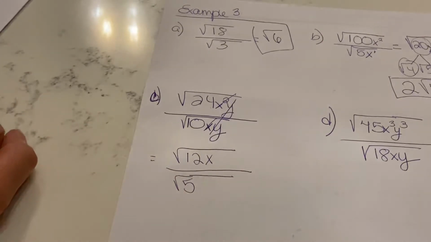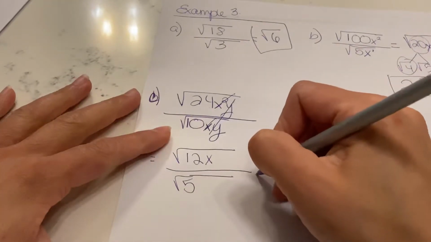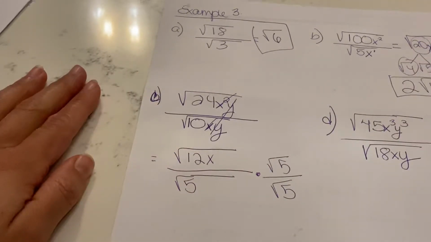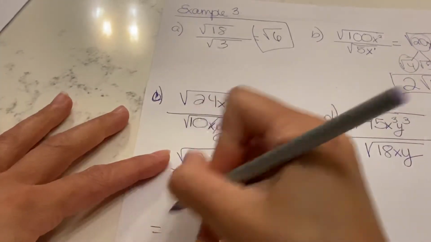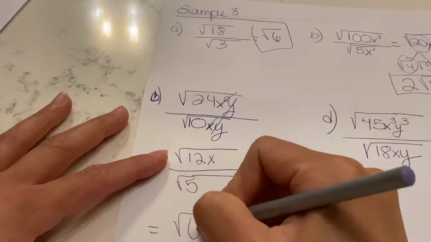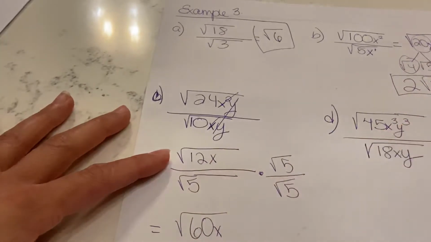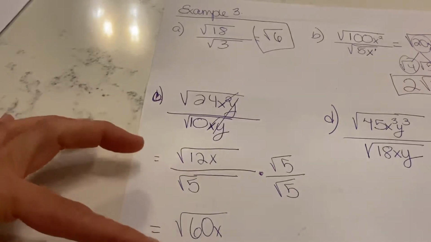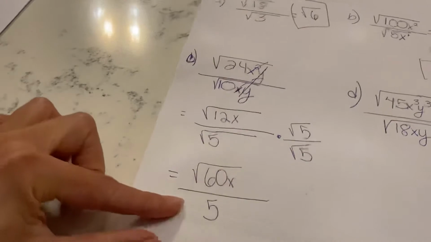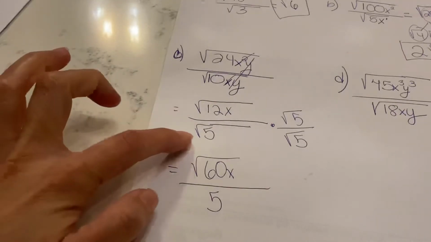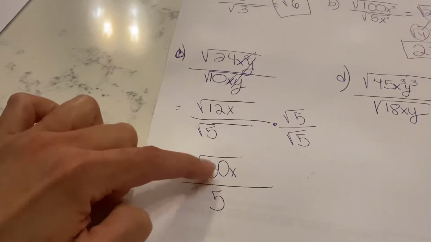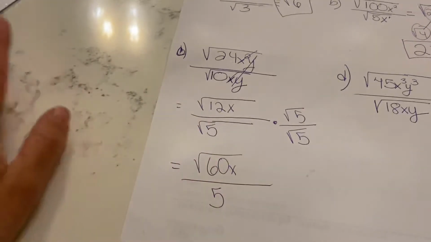Am I allowed to leave a radical in the denominator? No, right? So I've got to rationalize it by multiplying by a radical 5. Okay, so now I'm going to multiply straight across. So what is 12x times 5? Square root of 60x over 5, right? Because square root of 5 times square root of 5 is square root of 25, which gives you 5. Okay, remember, when you double it, you just take it out. All right, then 60. Does this have a perfect square?